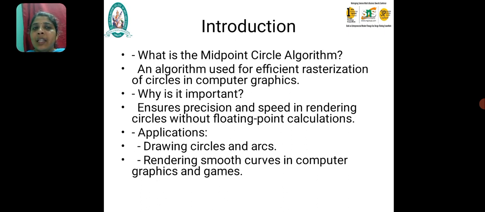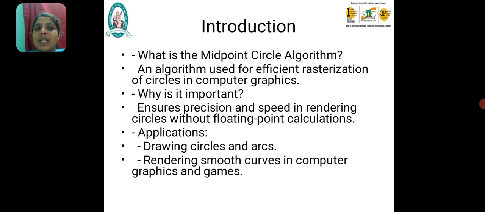So the midpoint algorithm is an algorithm used for efficient rasterization of circles in computer graphics. The most important thing in computer graphics is the algorithm: circle algorithm, line algorithm, pseudocode algorithm. There are a lot of algorithms to give exact values and results. So we are following the midpoint algorithm, and how it can be used in each algorithm to get an exact quality of images. So why is it important?